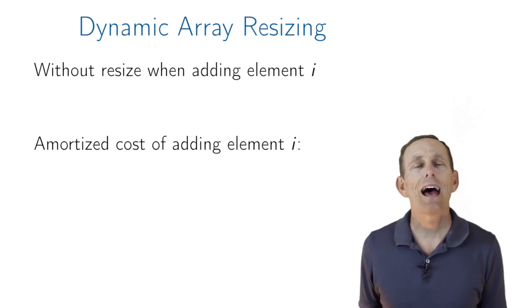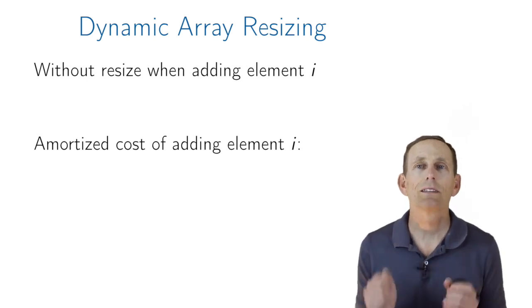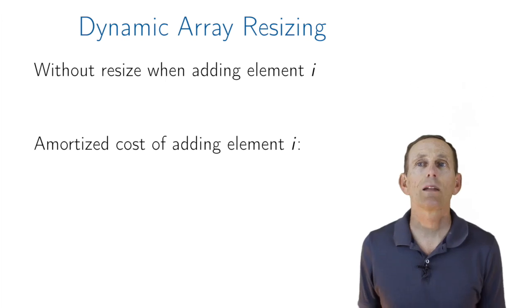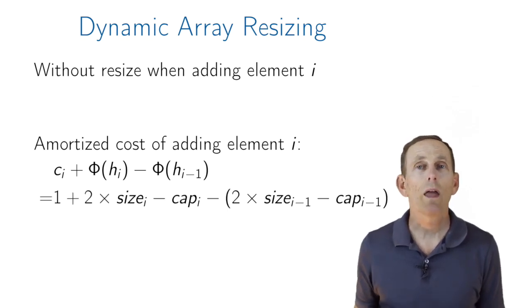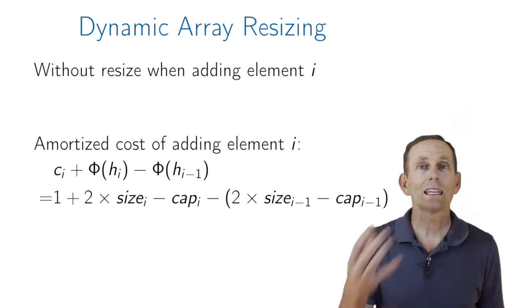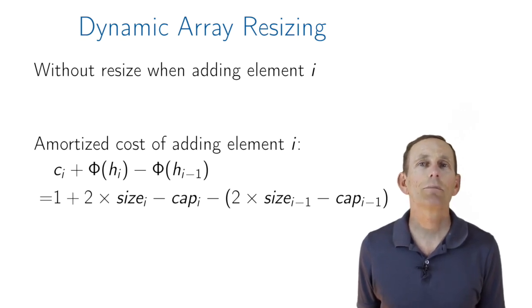Now let's look at our amortized cost. We're going to assume we don't have to do a resize. So we add a particular element i, and the amortized cost is the cost of insertion plus phi of h sub i minus phi of h sub i minus 1. The cost of insertion is just going to be 1, because we're adding an element and we don't have to do any moving of elements. Phi of h sub i is 2 times size of i minus the capacity of i, and phi of h sub i minus 1 is 2 times size of i minus 1 minus capacity of i minus 1.